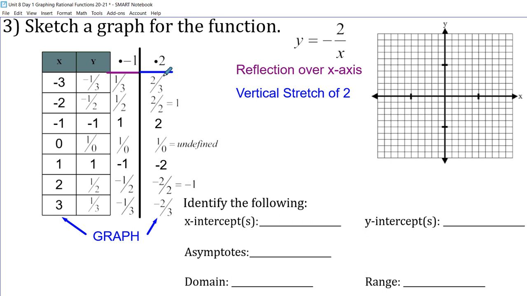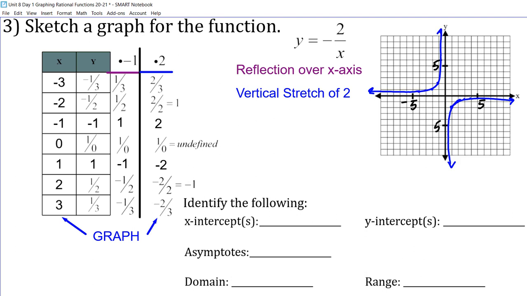So that last column on the right, those are going to be the outputs for our points, and our inputs are here in the x column. So we're going to plot the points (-3, 2/3), (-2, 1), (-1, 2). 0 is not going to have a point because it's undefined. (1, -2), (2, -1), (3, -2/3). So by plotting those points, generating our graph, it looks something like this.